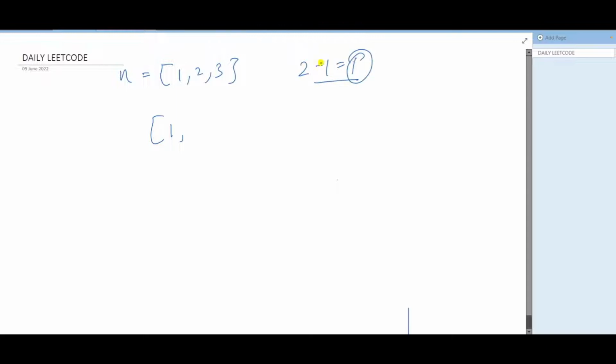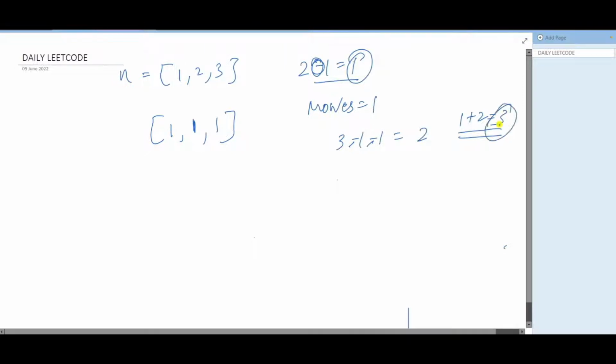So this counts as one move. Like, this one deletion is one move. So this is 1 and the total number of moves is equal to 1. And for 3, you have to make 2 moves of subtracting 1. So this is one move and this is the second move. So it becomes 1, and hence the total number of moves becomes 1 plus 2 equals 3. And we have to minimize the number of moves.